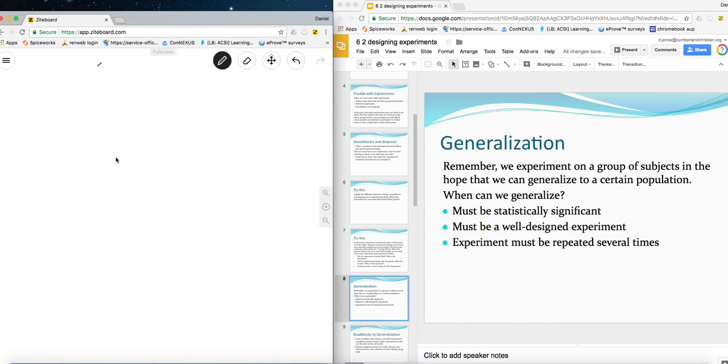Secondly, it has to be a well-designed experiment. You have to have control. You have to have that placebo. You have to have a good mix of male and female and the ethnicities, because you don't want to just test for one gender or one race, because different races, different genders carry different tendencies for diseases or things like that. So you want to make sure that it's well designed.